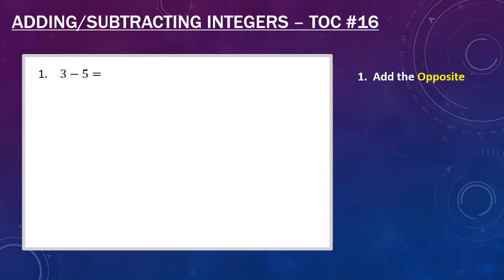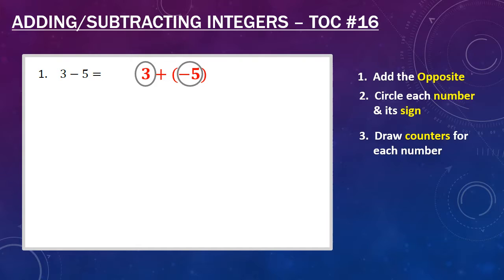Step 1. Add the opposite. So instead of 3 minus 5, I'm going to take 3 plus a negative 5. Step 2 says circle each number including its sign. So the 3 is positive and the 5 is negative.